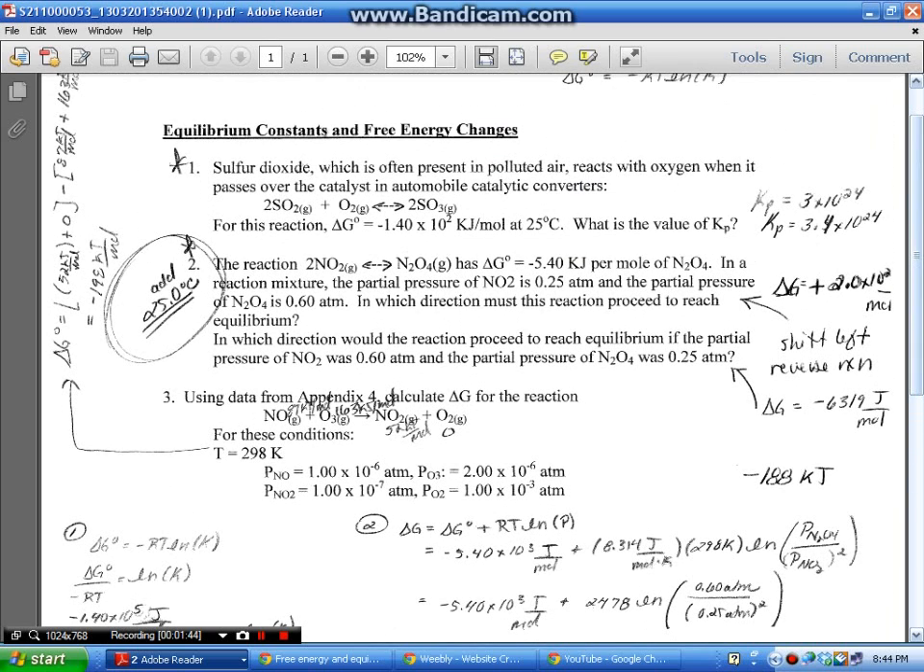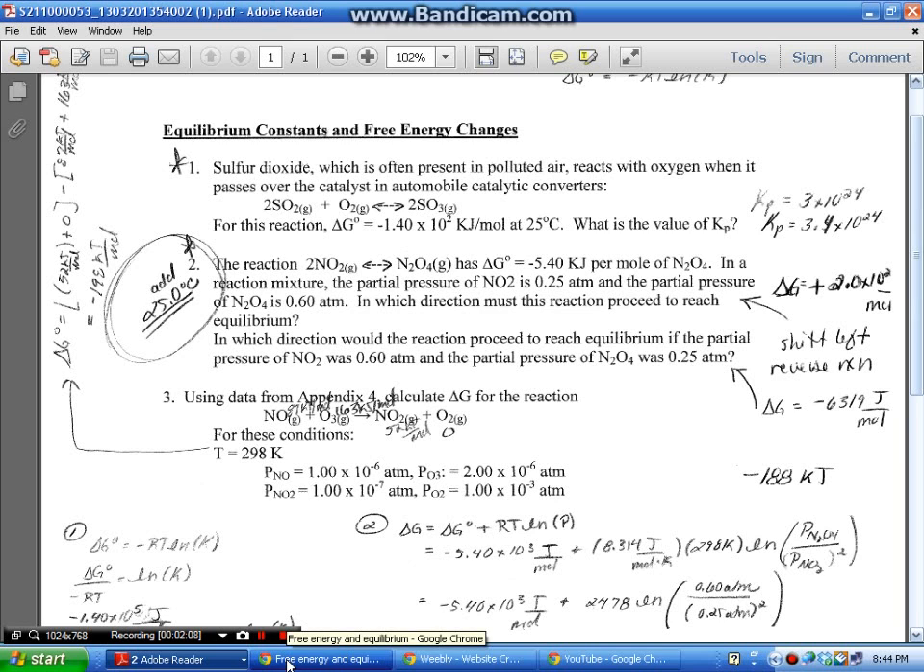Okay, for this next one, I needed to add that it was happening at 25 degrees Celsius. We're given this reaction, we're given delta G naught, and we're given the pressures of our reactant and product, and asked in which direction will the reaction proceed?